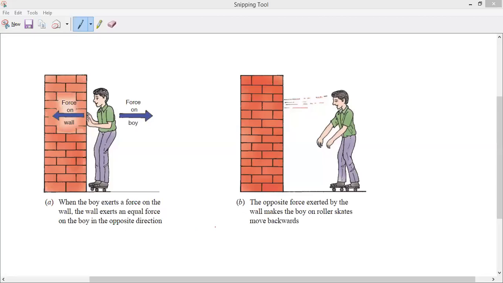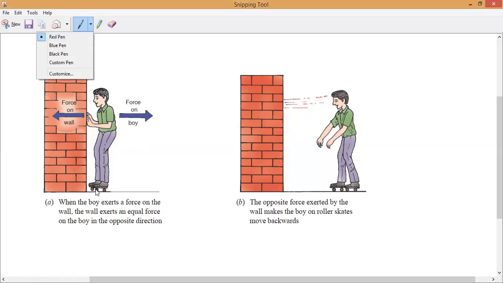Everyone can read here. See here, you see the boy is standing on the roller skate. Is it yes or no? So a boy is standing on the roller skate. So you can see skating. Now you will notice it very carefully. The boy is applying force on what, guys? The boy is applying the force on the wall.